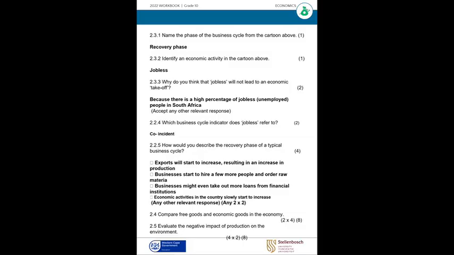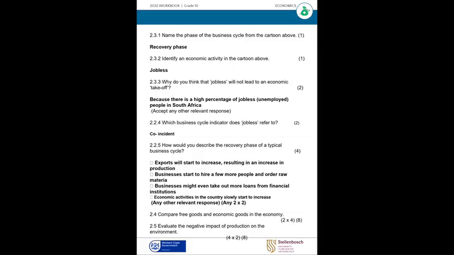Just look at that answer quickly. Exports will start to increase. Now, if you just write that, you're going to get 1 mark. So now you are saying, what is the result of that increase in exports? The next point there: businesses start to hire a few more people and order raw material. Businesses might even take out more loans from financial institutions. So full sentences in order to get 2 marks per answer. Then your 8-mark questions that I spoke about earlier on, you get 2 of them, 2.4 and 2.5.